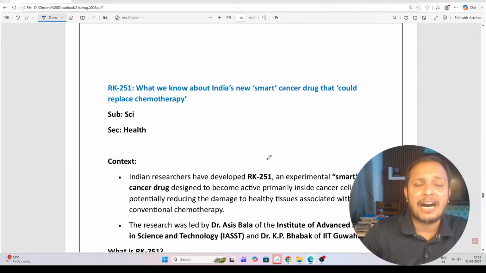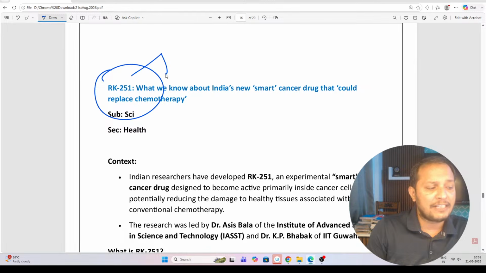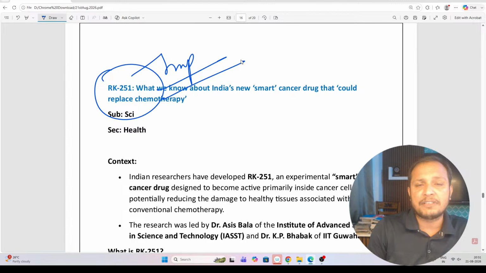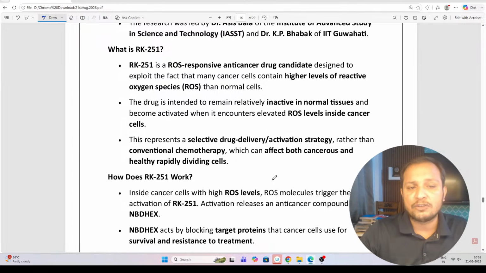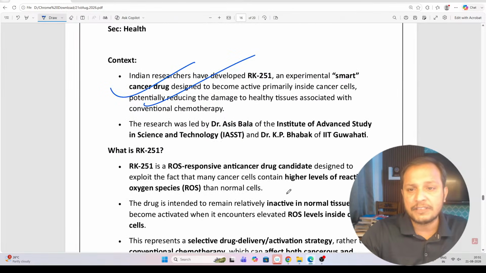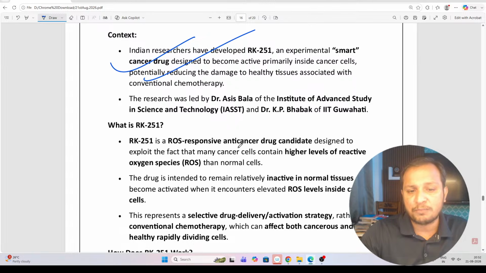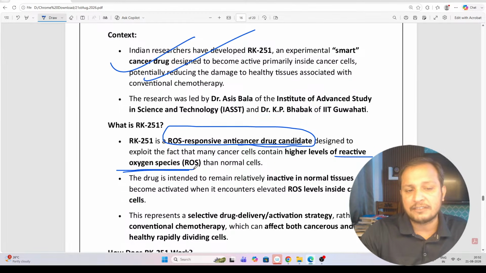Next topic, guys, RK251. What is RK251? It's a cancer therapy drug, a smart cancer drug. RK251 is a ROS responsive anti-cancer drug. Okay, what is ROS? Reactive oxygen species.